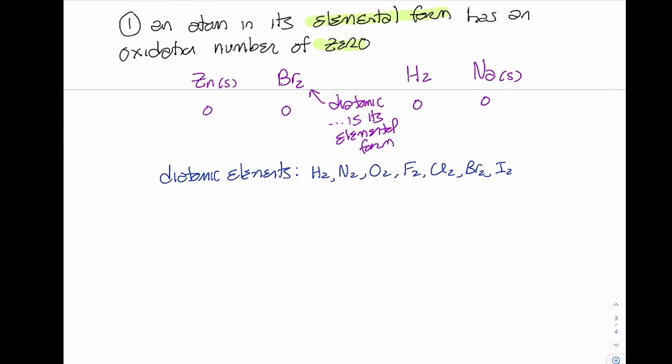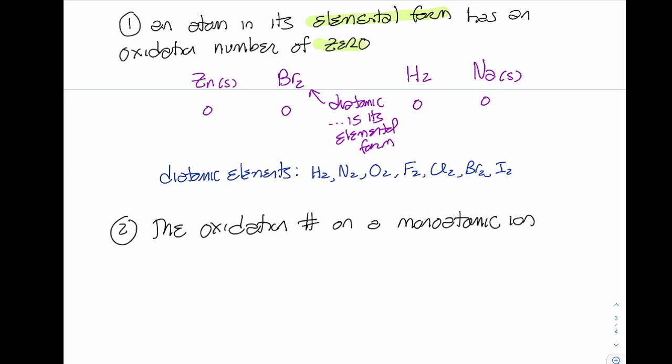Our second rule, the oxidation number on a monoatomic ion. So we mentioned this a little bit earlier, but it just means a single atom with a charge. So not a polyatomic ion, right? Poly means more than one atom. Here, mono means one, a single atom with a charge. So Na+. So the oxidation number on a monoatomic ion is the same as its charge.